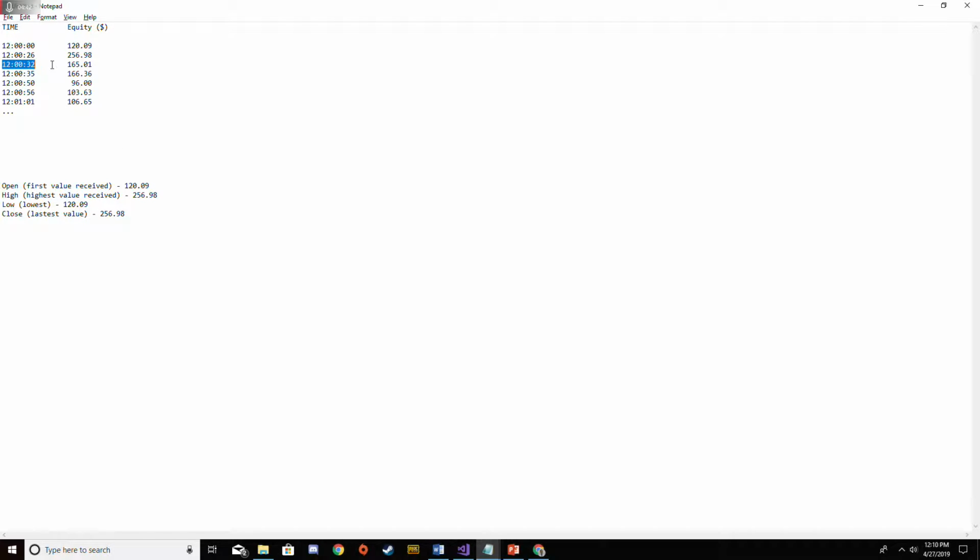So I receive another value, this one for example. I'm going to put this value in the data, and my open again does not change. My highest is 256, so 165 is not higher than this, so it's going to keep the same. My lowest, this one is lower than this, so I'm going to keep it. My close does change, because my last value was this one.